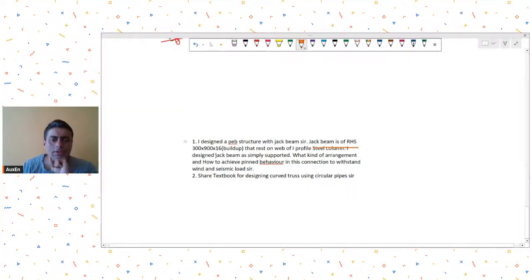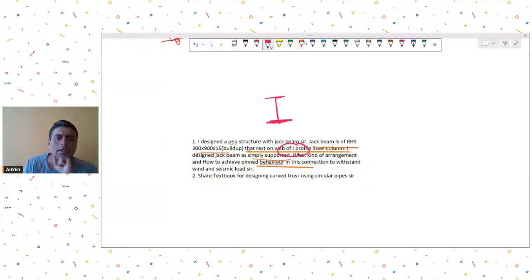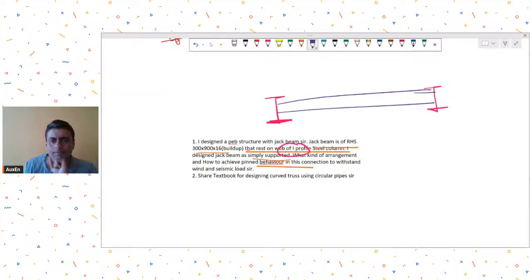Jack beam is of RHS that rests on web of I profile steel column. I designed jack beam as simply supported. What kind of arrangement and how to achieve pin behavior in this connection to withstand wind and seismic loads? So I think what he's saying is in plan view, he has this type of a column, I section column, and let's say this is his jack beam in plan, and now he wants to have a shear connection over here.